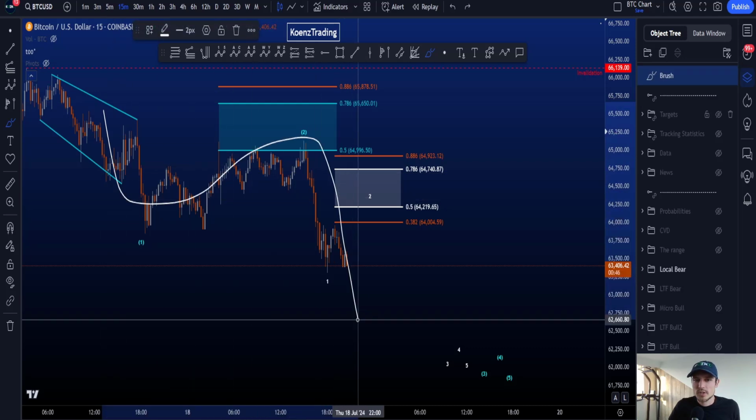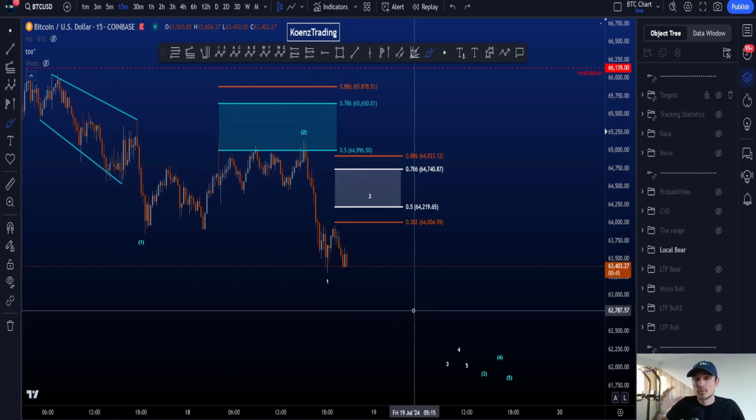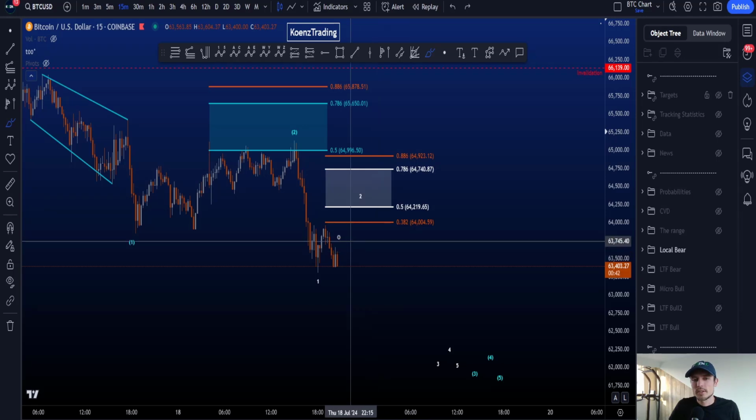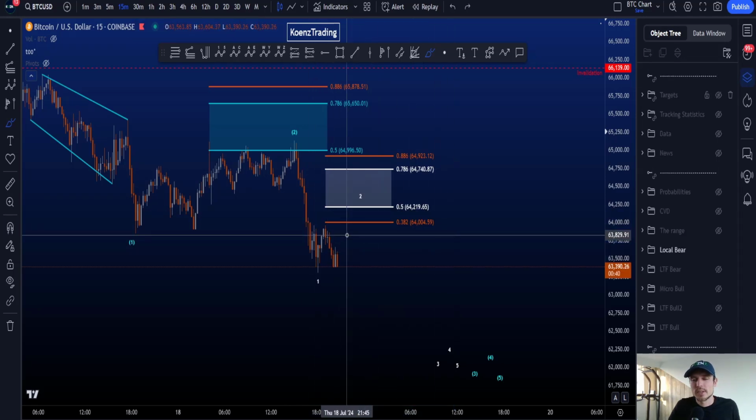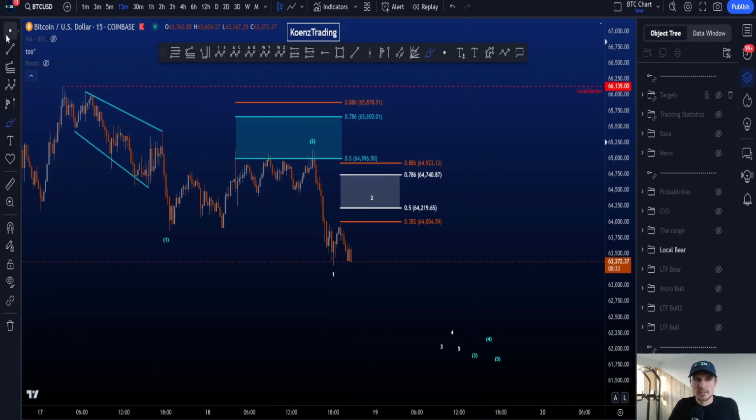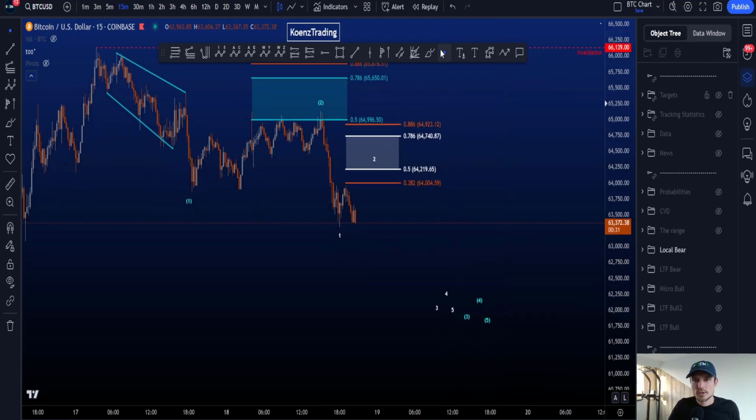for the corrective structure to the downside that I have just shown, the WXY for example, because not retracing to at least a 0.382 would be more common for a wave B compared to a wave 2. So in other words, it would give some more probabilities to a bullish scenario.